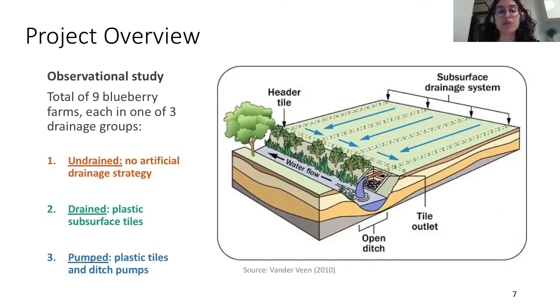And the difference between the drained and the pumped groups is that when there's heavy rainfall, water sometimes rises above the level of the tile outlet, preventing the drainage tiles from removing water from the fields. So when this happens, farmers in the pumped group can actually pump water out of the open ditch, allowing their tiles to continue to drain water.